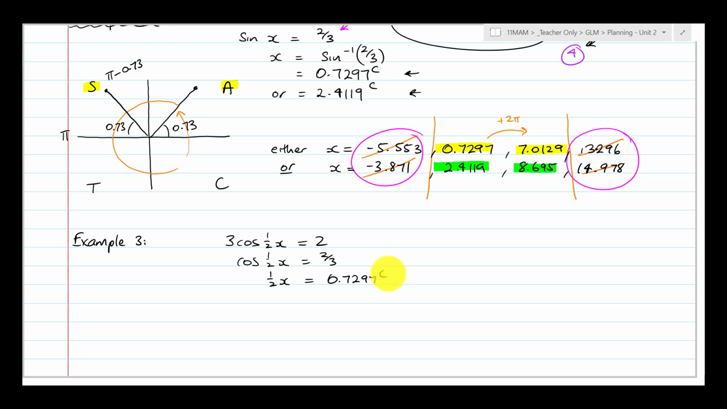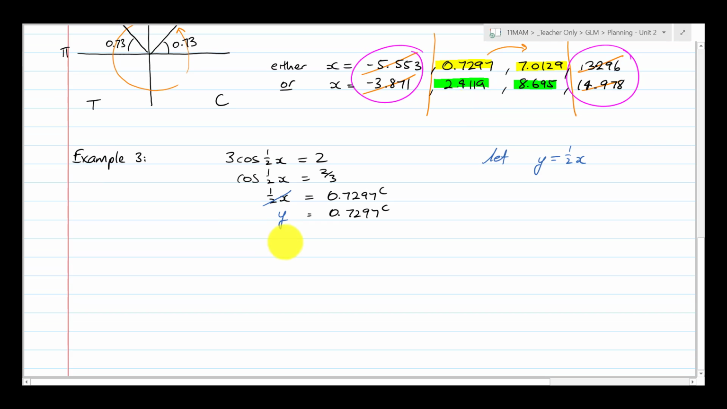So the tip here is that I would go across and I would say let y equal half x. I'd make a simple substitution, and I'll cross that out and I'll put a y in there. And I'll carry on the question. Y equals 0.7297. And from our unit circle, we also got y was equal to 2.4119. Now you have to be a bit careful with the domain now, and this is an additional step.